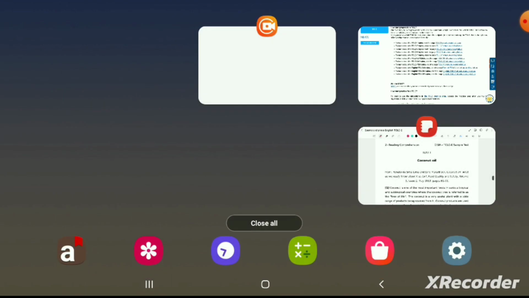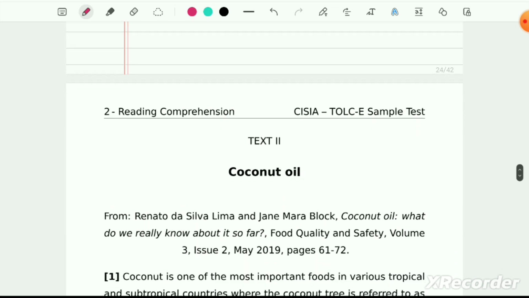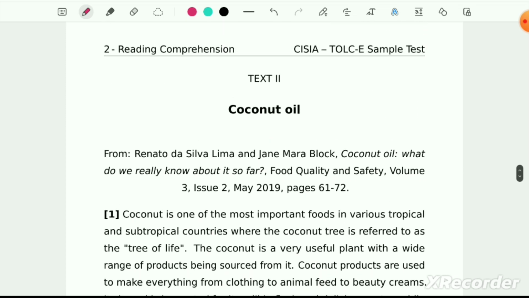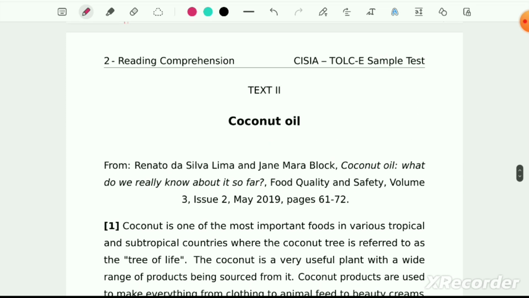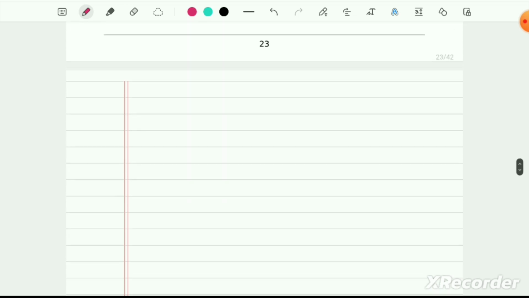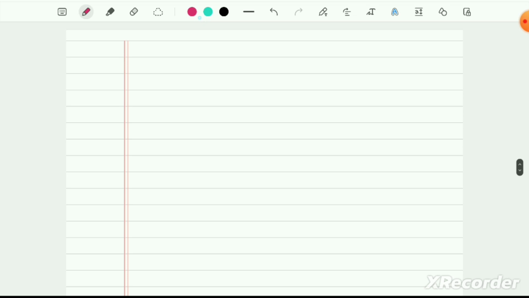Okay, let's move on to our main problem. Before starting, we will solve text 2 today. If we have time, then we'll take a look at text 1 as well, but let's start with text 2. But before starting, I would like to highlight some points as I mentioned earlier. First of all, it's very important, number 1 point, skim the passage.